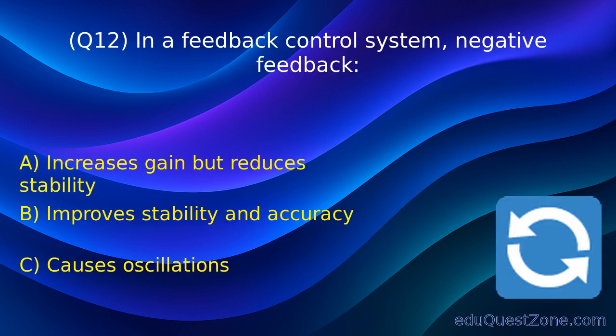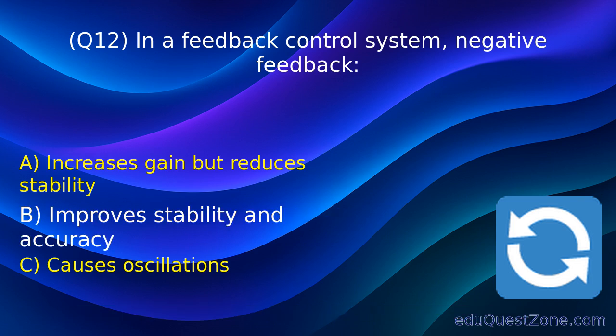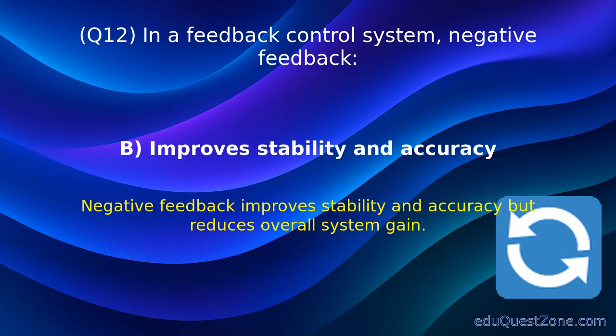Question 12. In a feedback control system, negative feedback Option B. Improves stability and accuracy. Negative feedback improves stability and accuracy while reducing gain.